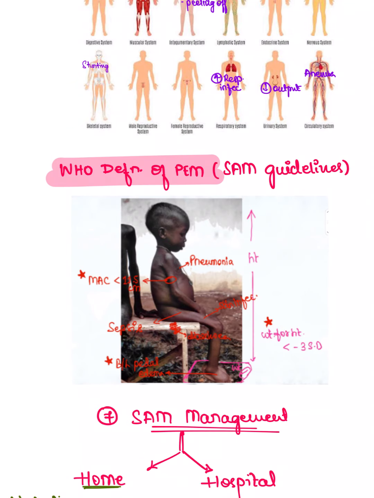Some other important criteria include the presence of massive edema. There can be diarrhea, pneumonia, dehydration, heart disease, etc. And there can be presence of IMCI danger signs in the child.